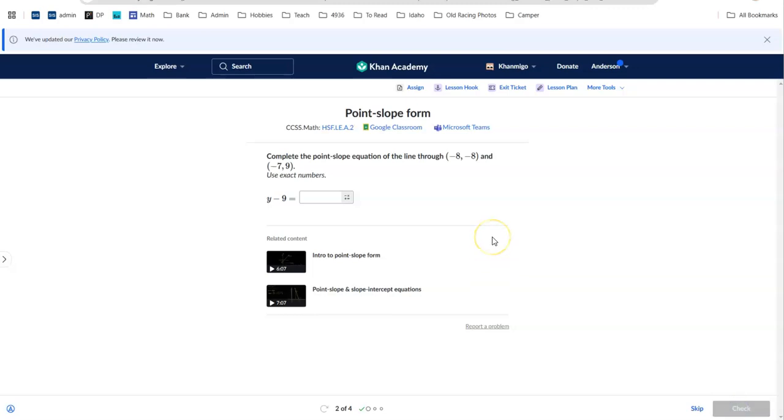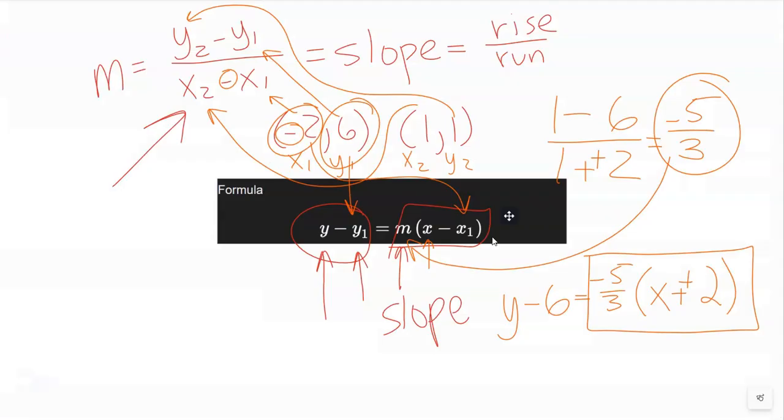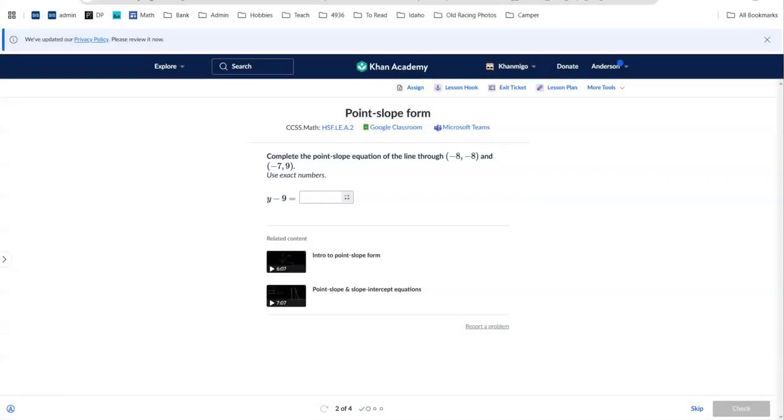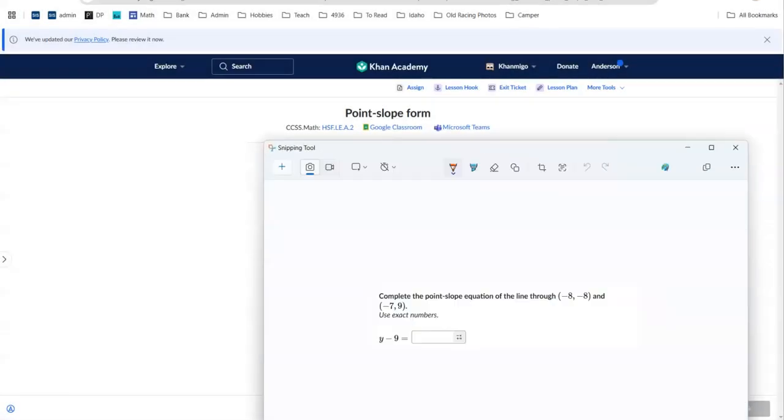Okay, let's do one more question. I'll snip this one. Actually, I'm going to clean this off. I forget how I can do that quickly. I don't know that I can. Or I'll just snip. Snip that. Okay.